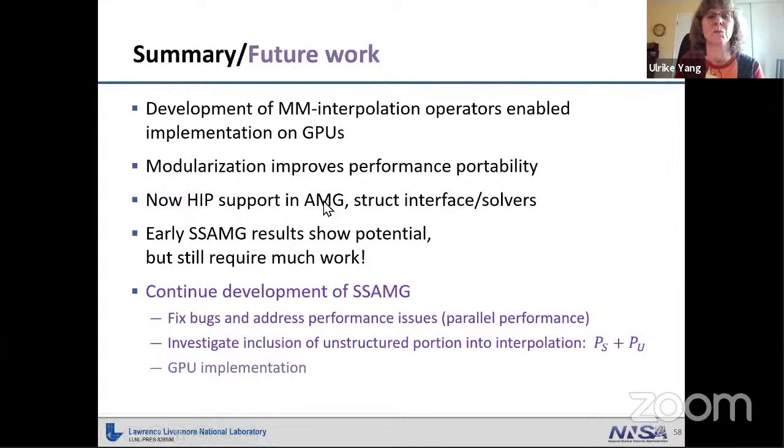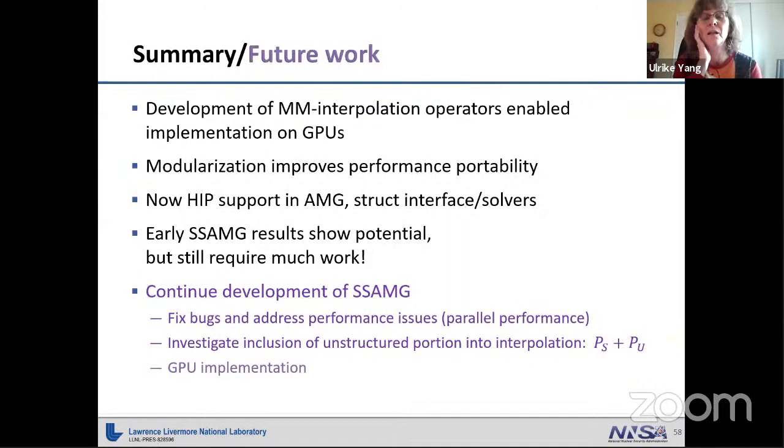As far as the semi-structured algebraic multigrid, we saw a lot of potential, but we still have to work more on this. We have to continue optimizing the code. And of course, there are still some bugs and performance issues, especially with regard to parallel performance. Down the road, we do expect that we have to work more on interpolation, since just interpolating on the structured part and ignoring the unstructured portion is probably not good enough. So we will probably have to somewhat include the unstructured portion into interpolation, depending on the type of problems we look at.